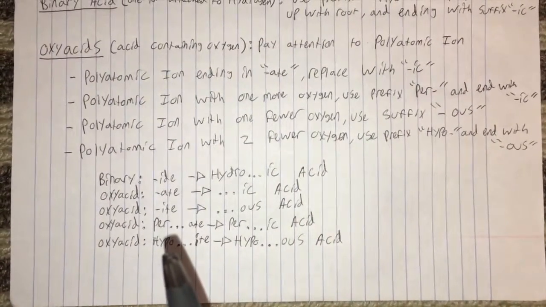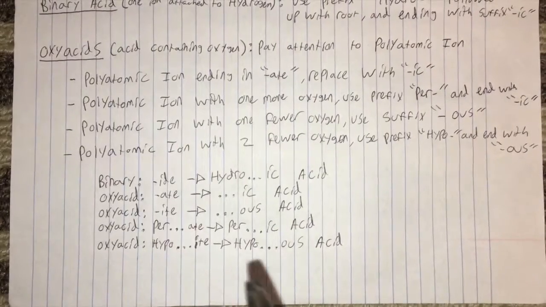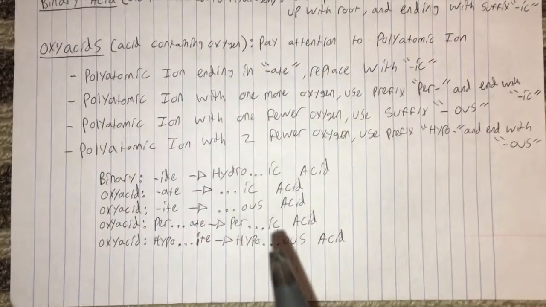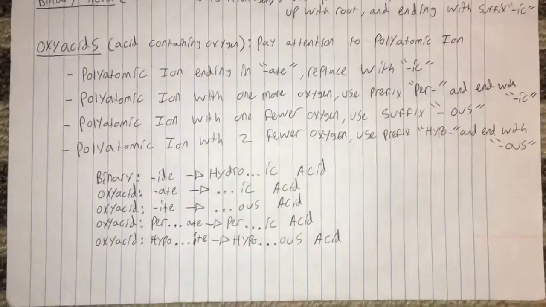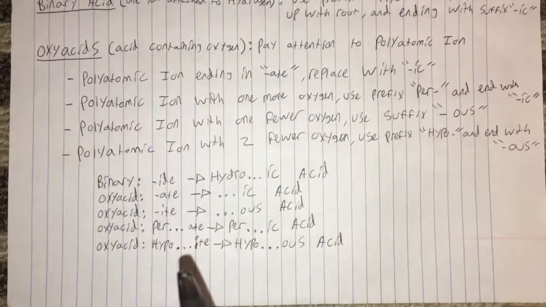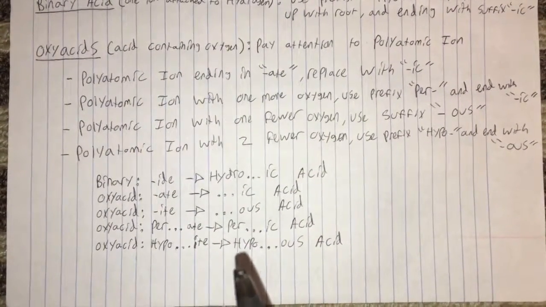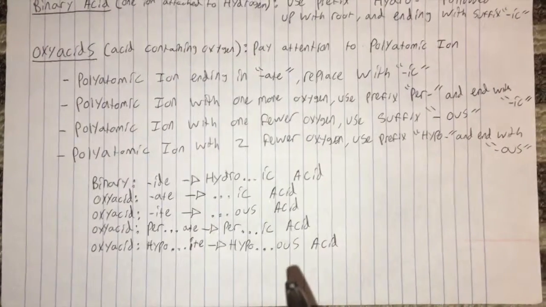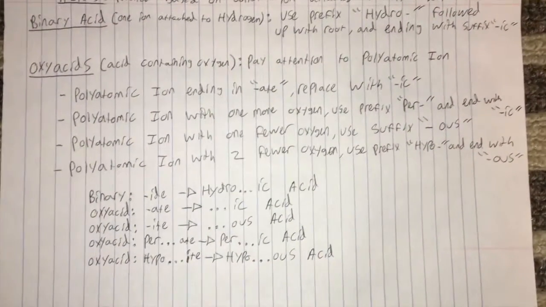If the oxyacid starts with per and ends with ate, it's going to become per, then the root word, and then -ic, acid. Lastly, if it starts with hypo and then has the root word and ends in ite, it's going to become hypo, the root word, -ous, acid. Now let's take a look at some examples.